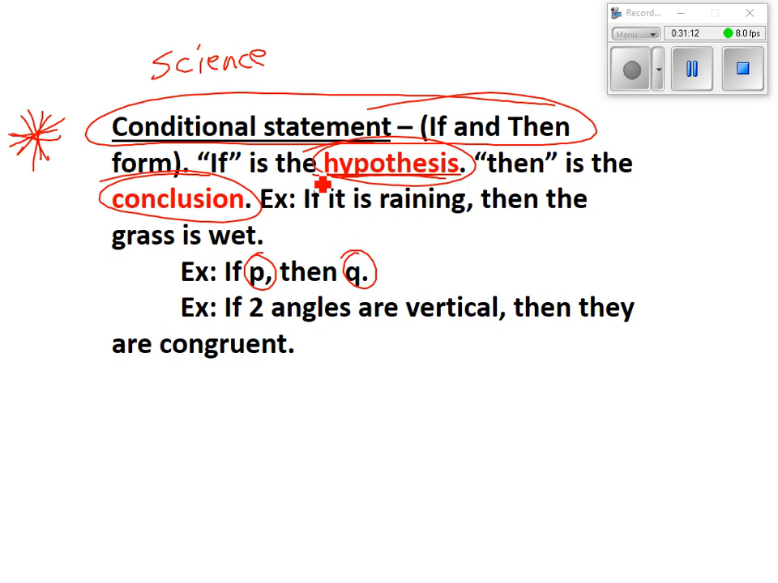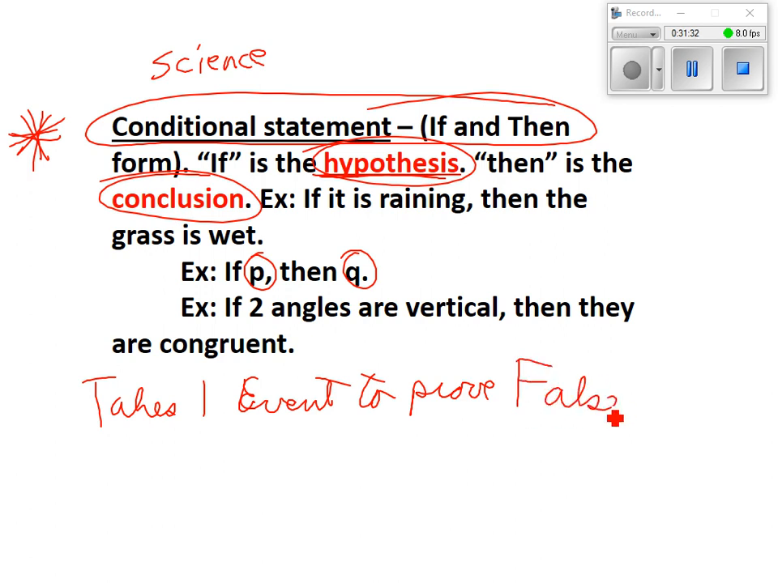How many things does it take to prove something false? It takes one event, we'll say, could be anything, event to prove something is false. How many events does it take to prove something's true? All of them. Thank you. Might be the first time in my 20-some years of teaching anybody's ever said that. All of them. So is it easier to prove something true or prove something false? False. You can find that one thing to prove it's false, the whole statement's false.